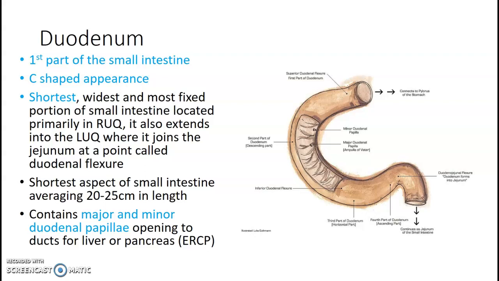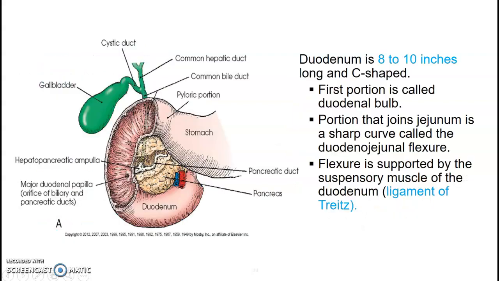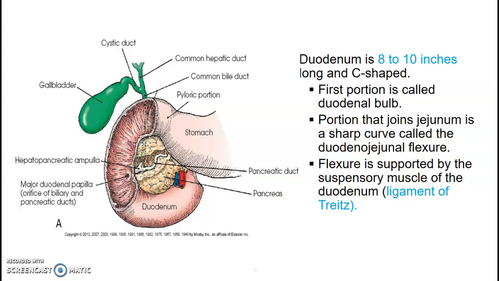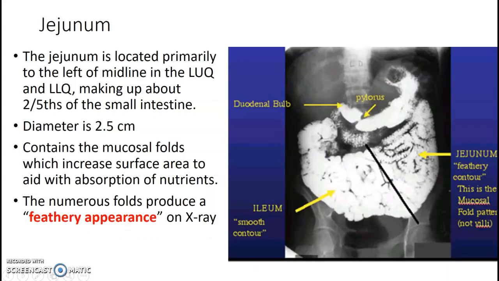Those of you who have done an ERCP in the OR will see those as well. When they have that scope and they're entering the papilla and putting their wires up, that is where they're getting in, okay? The duodenum is 8 to 10 inches long, C-shaped again. This was just a nice anatomy picture. It also contains the ligament of Treitz.